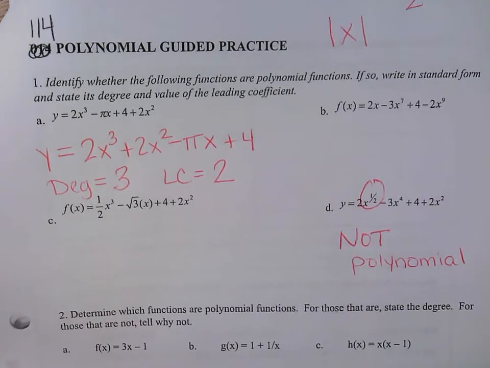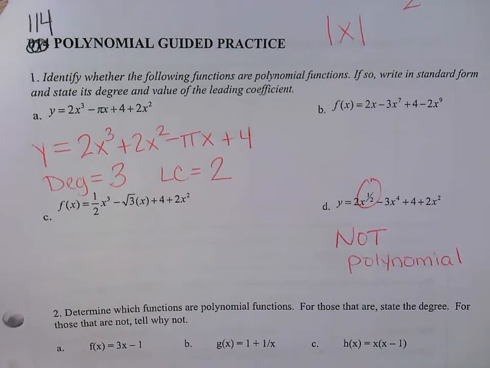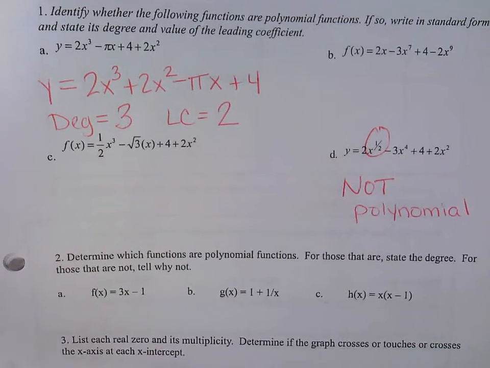All right, you do B and C the same way. So write it in standard form, state the degree and the leading coefficient. And actually, go ahead and do example 2 as well. Determine if those are polynomial functions, state the degree, or say why not. So try B, C, and number 2.